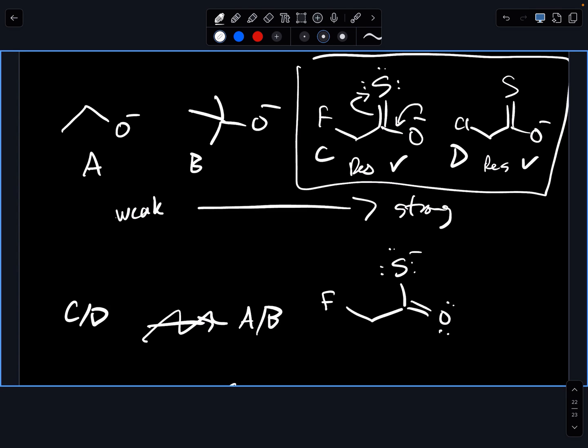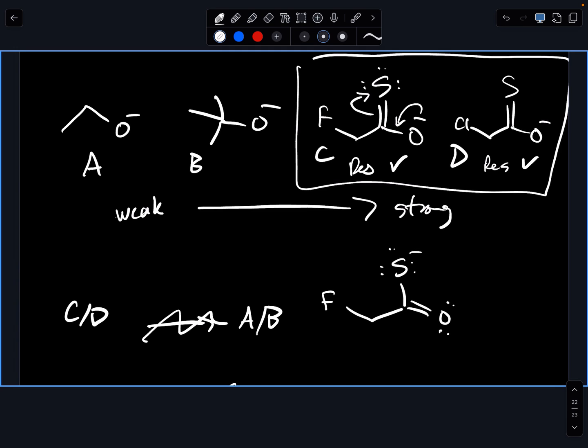What's the difference between A and B? B has 2 extra methyl groups on the carbon with the O minus. Okay, what do those methyls do? They push the charge and make it less stable. That's very good. So the opposite of fluorine. Fluorine pulls charge away and stabilizes the negative charge. These push more charge in where there's already too much charge.